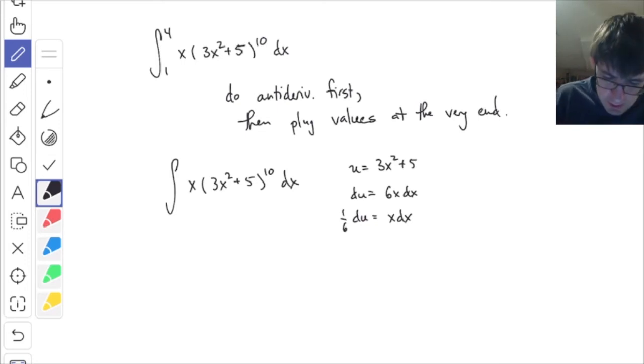Great. Let's try and plug this stuff in. So this integral now becomes the integral. First, I put the u where it goes. So it's x and then u to the 10 dx.